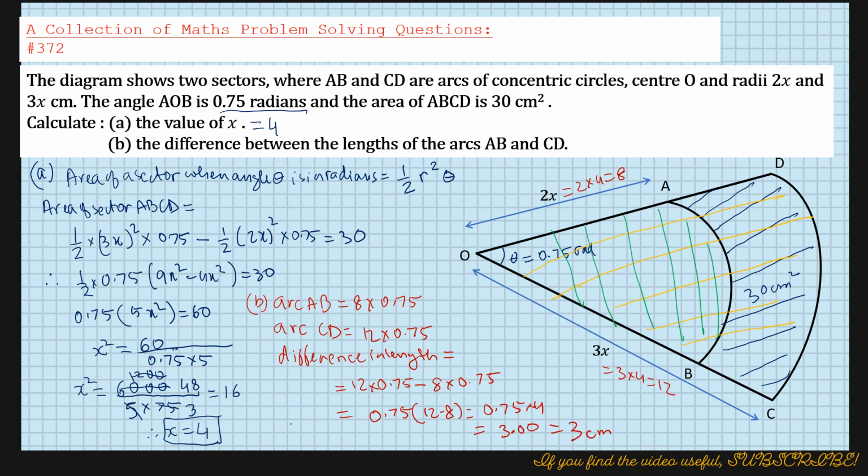The value of x you should probably write in centimeters, or you can just leave it at 4. So the difference between the lengths of the arcs AB and CD is 3 centimeters, and that is right.